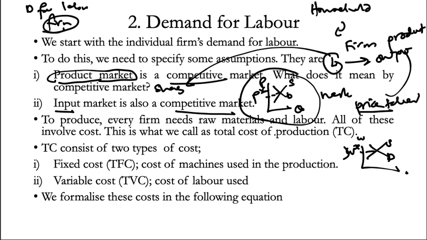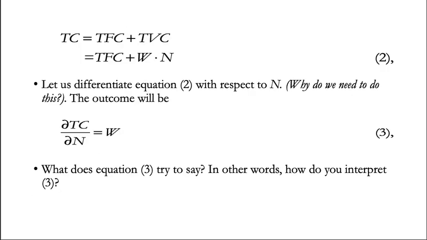Now, what about variable cost? In this case, variable cost is the cost of labor used. If you want to include raw material cost, you can also include it, but at the macro level, we prefer to talk about labor first. So we normalize this cost in the following equations. If you have fixed and variable cost, then you total them up, and it becomes total cost, which is this. Okay, expression 2. Total cost consists of total fixed cost plus total variable cost.